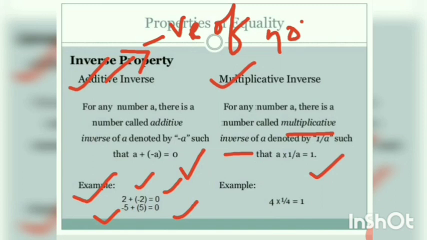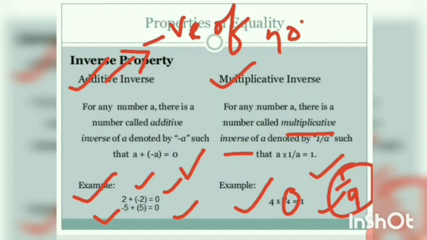Okay, now see the example. Here 4 is the given number, and to get the result 1, we have to multiply 4 with its reciprocal. So what is the reciprocal of 4? 1 by 4. So 1 by 4 is known as the multiplicative inverse.